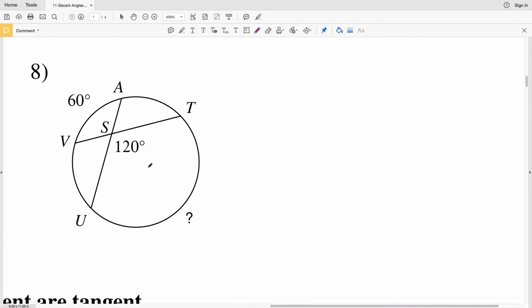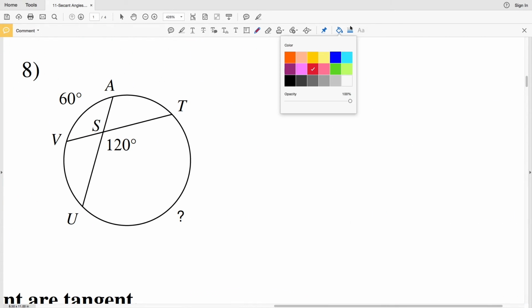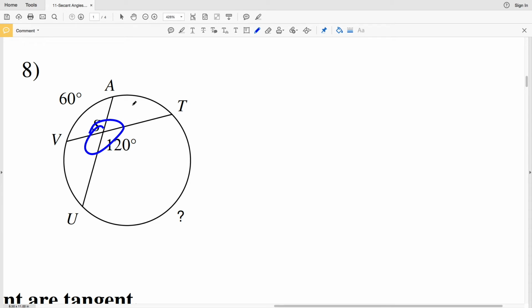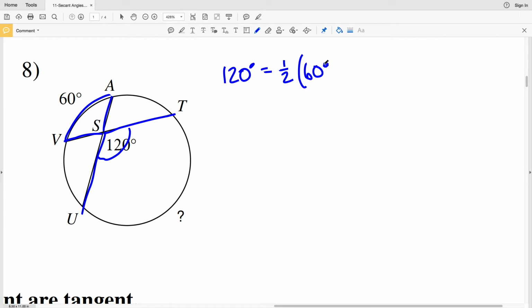And lastly, for this set of directions, number 8. Again, the intersection occurs within our circle. We're given that one of the angle measures is 120 degrees. So 120 degrees is going to be equal to half the sum of the intercepted arcs. So that's going to be 1/2 of 60 degrees, plus our unknown, the measure of arc UT.